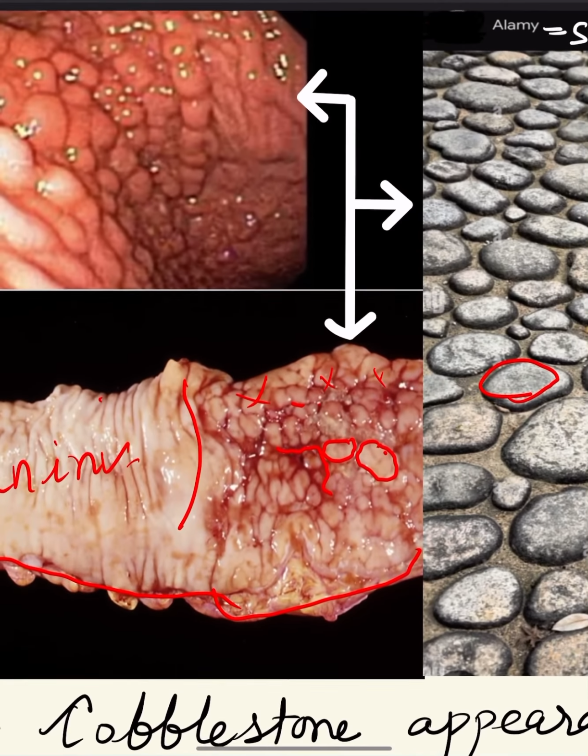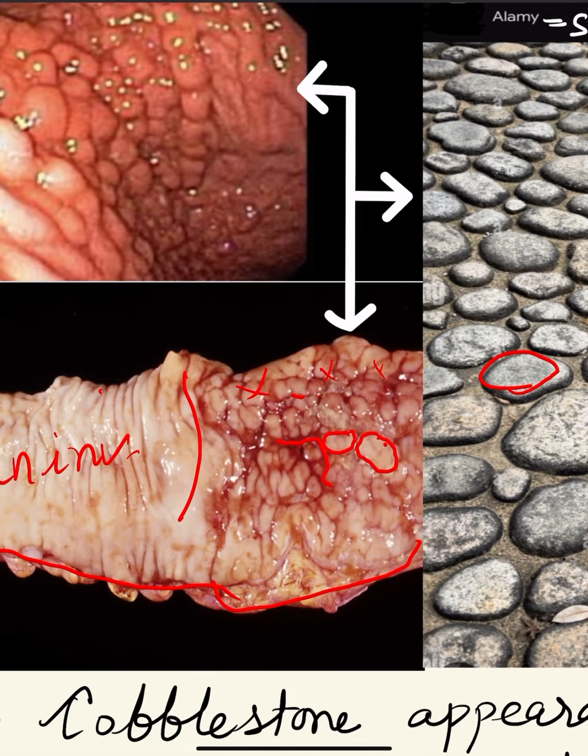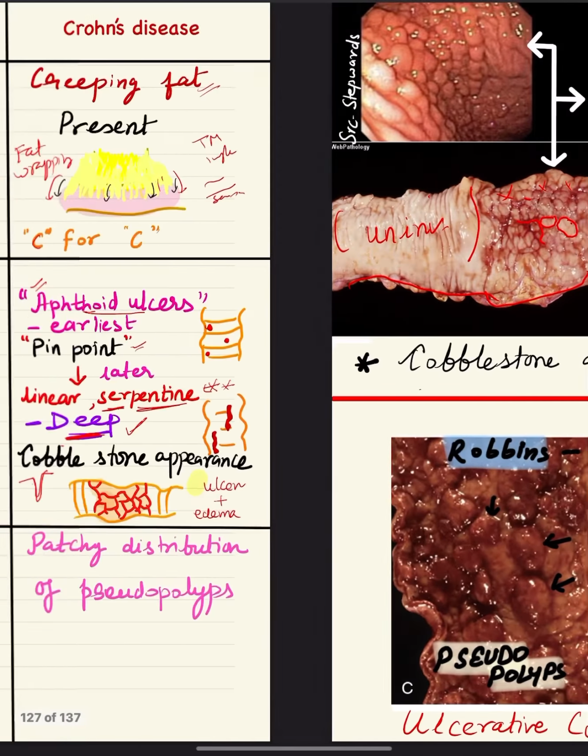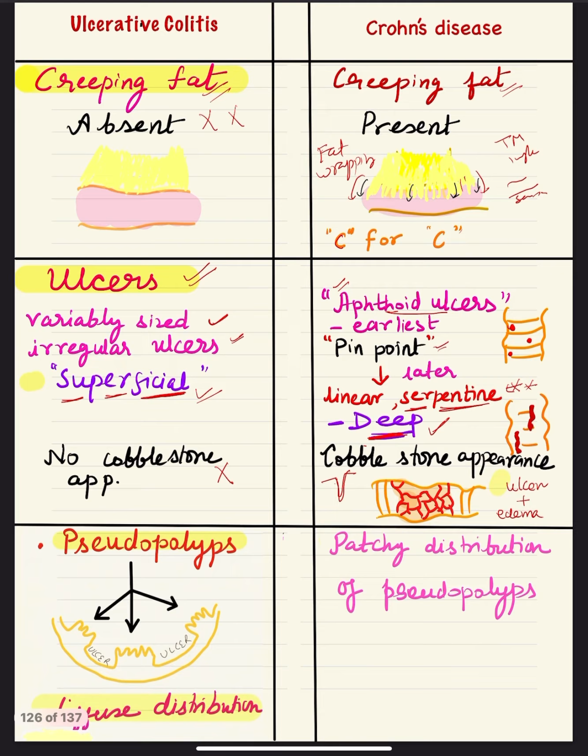Again, this is the colonoscopy, and in this again we can see, this is the endoscopic view, and it is showing this cobblestone appearance. This is the elevated mucosa, and this is the ulcerated areas. So this is a very important difference that you should know regarding the ulcers and the cobblestone appearance.